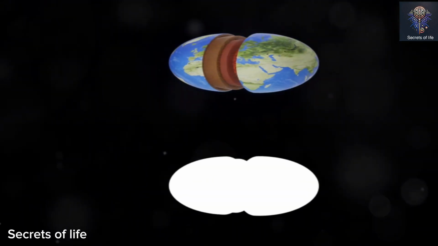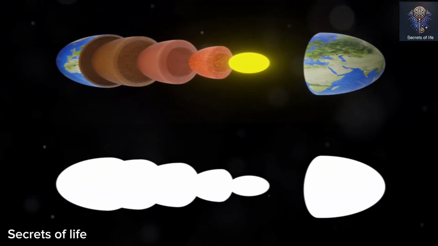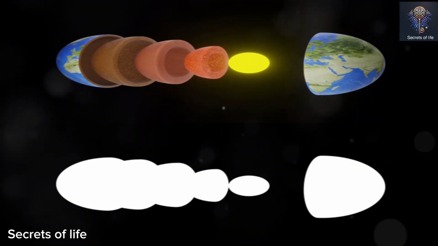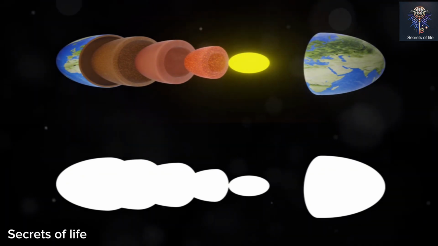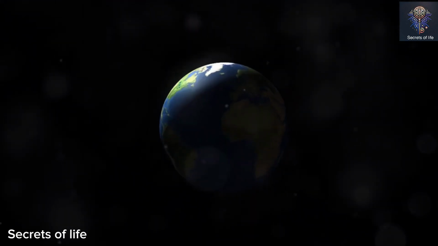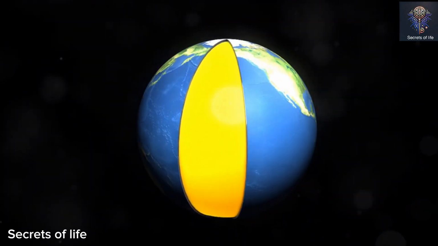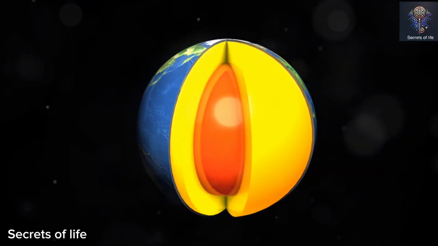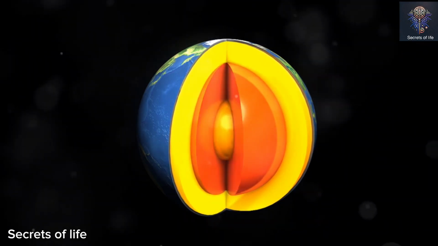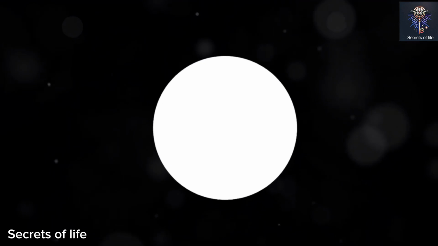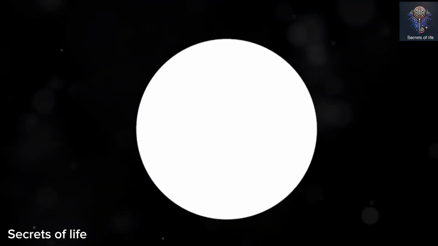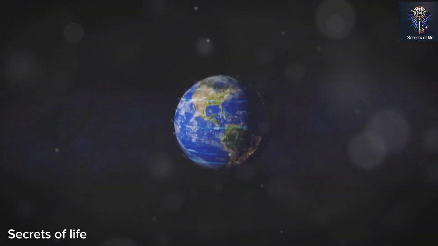The inner core plays a crucial role in stabilizing the Earth's magnetic field. This magnetic field is essential for life on Earth, as it protects us from harmful solar radiation and helps in navigation. The movement of molten iron in the outer core generates this magnetic field, but the solid inner core helps to stabilize and maintain it.